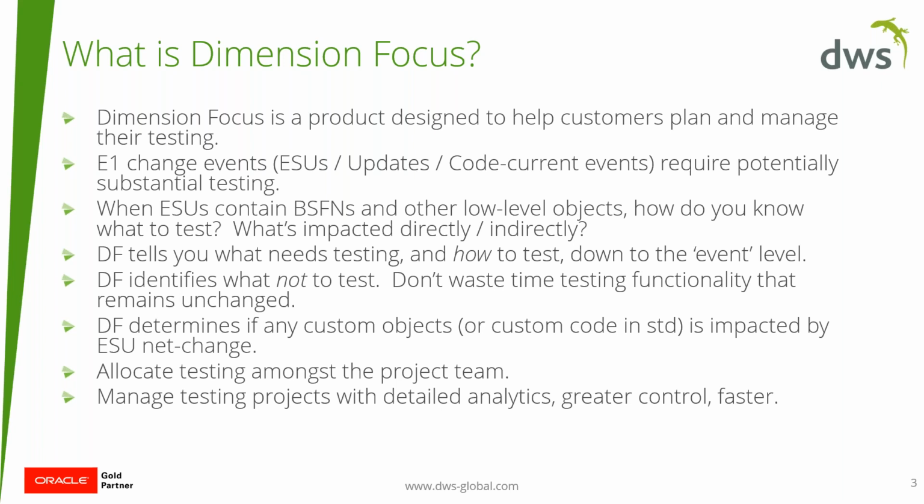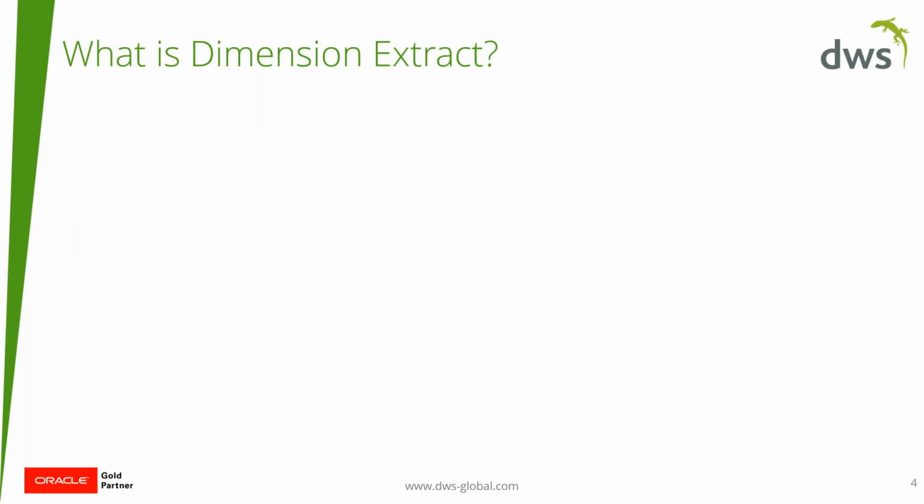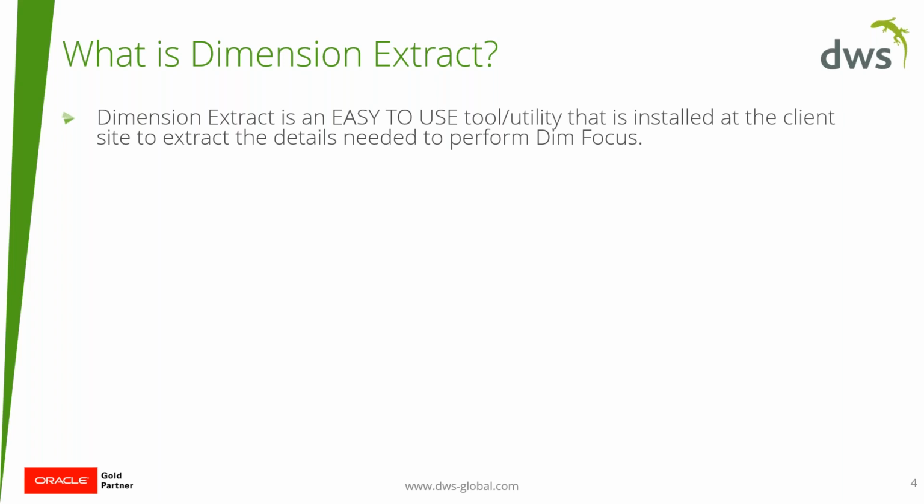So that's Dimension Focus. But before we can process a Dimension Focus run, before we can perform the number crunching, the technical analysis, and present that information back to you in the Dimension Hub, before any of that can take place, you have to perform a Dimension extract using the utility. So what is it? It's an easy to use utility that is installed at the client, at your site. And what it does is it extracts all the details needed to perform that Dimension Focus number crunching, all that analysis. You download the software from our website. I'm not going to go into that detail in this session.